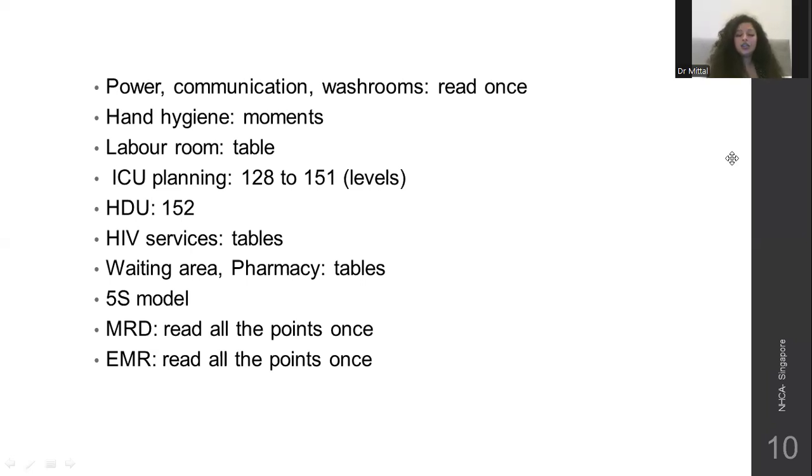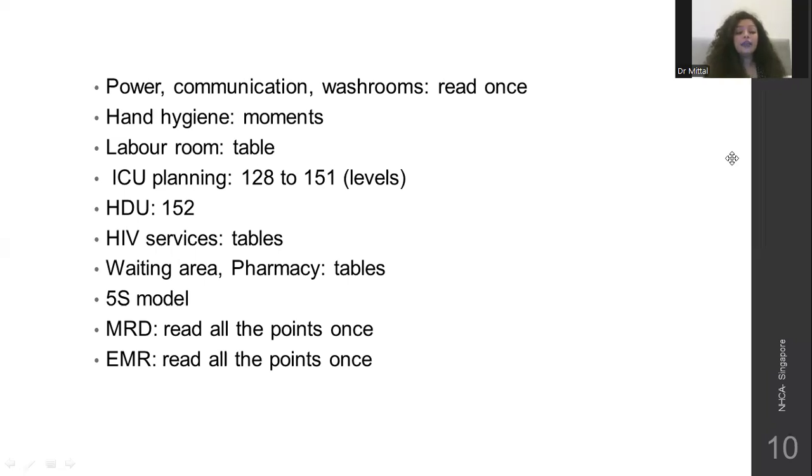Hand hygiene, just read through it. Everyone usually knows how to practice it. 5 moments of hand hygiene. Then labor room, the table is there, not important for the exam. This table is important for practical purposes. When you're setting up a hospital and a labor room, delivery room, what equipment, instruments, furnishings, and other amenities should be available is given. You can use that table as a checklist.